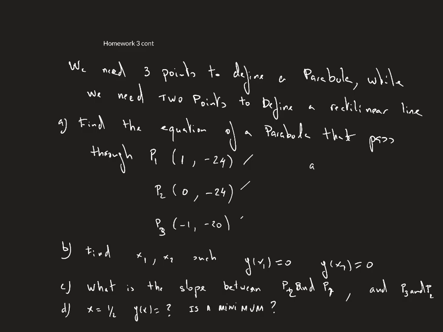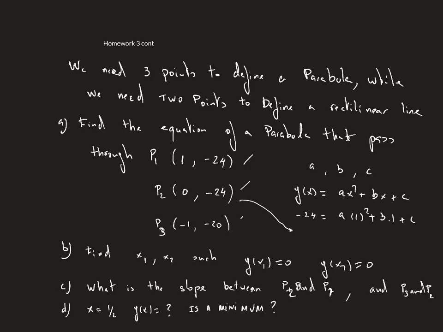Can you find A, B, and C in a way that you can know what is ax squared plus bx plus c, knowing that the point P1 is when x is 1, y is minus 24, so a·1 squared plus b·1 plus c. This is one equation. And the second equation will be taking this point.